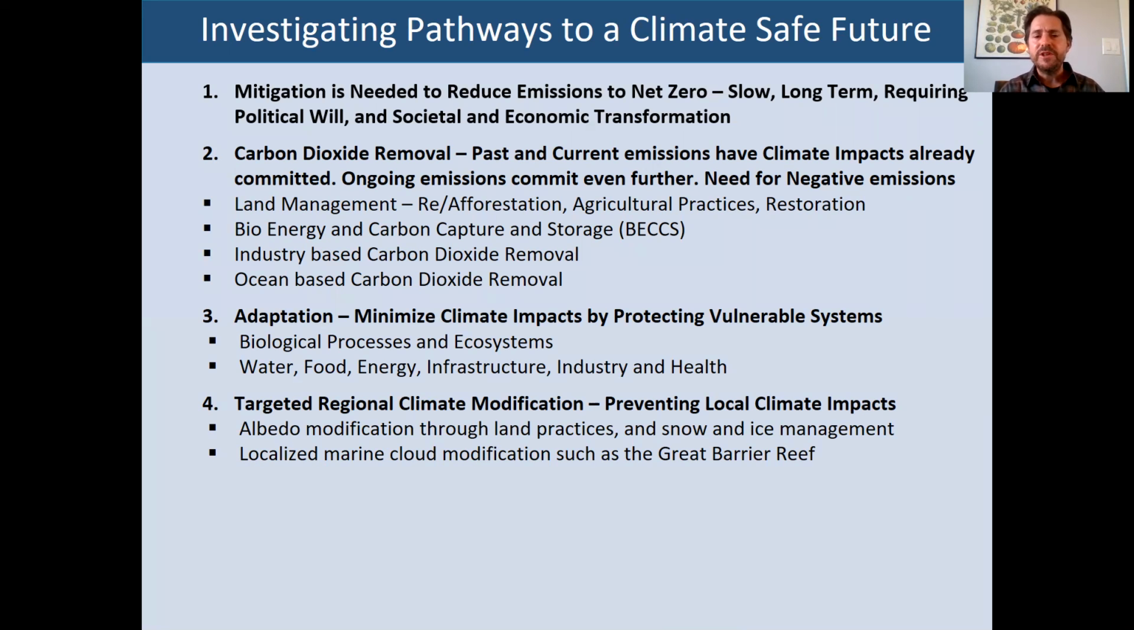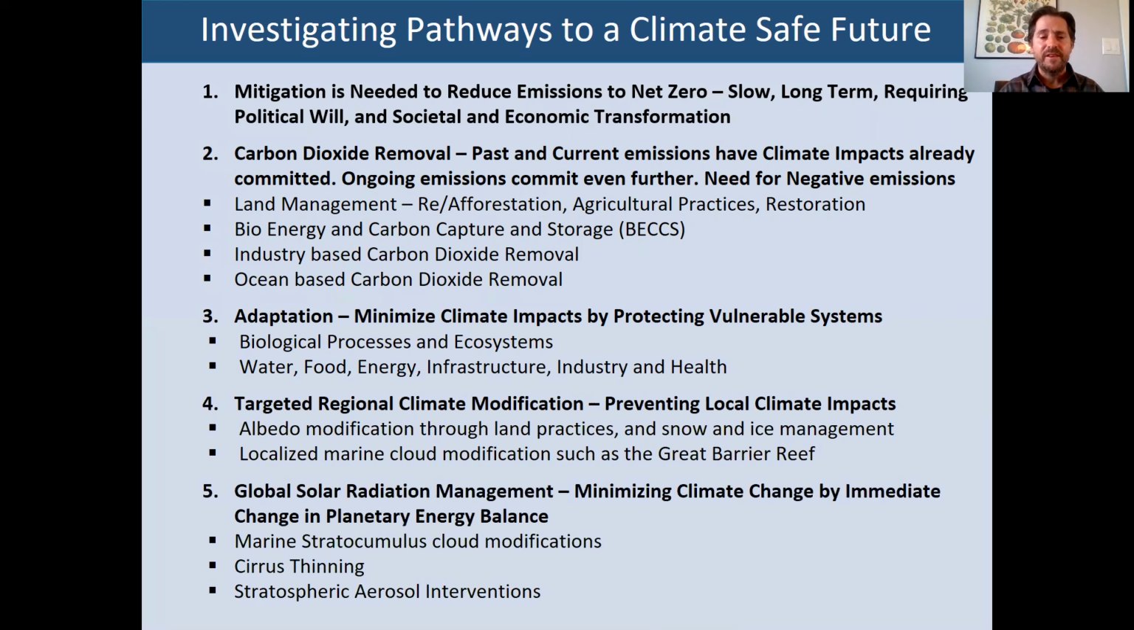Beyond that, we're starting to look at targeted regional climate modification to prevent some of the local climate impacts. Here we're looking at albedo modification through land practices and snow and ice management, but also localized marine cloud modification, such as projects that have started on the Great Barrier Reef. Finally, we're looking at global solar radiation management, where we're looking at minimizing climate change by immediate changes in the planetary energy balance. So this is looking at things such as marine stratocumulus cloud modification, cirrus thinning, and stratospheric aerosol injections. Because this talk is focused on the carbon cycle, I will not be looking at the other components of this, but just looking at carbon dioxide removal and carbon storage.